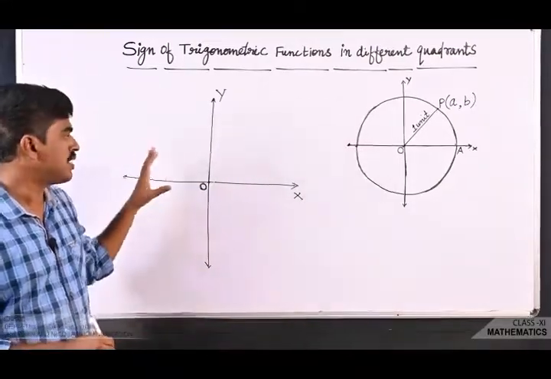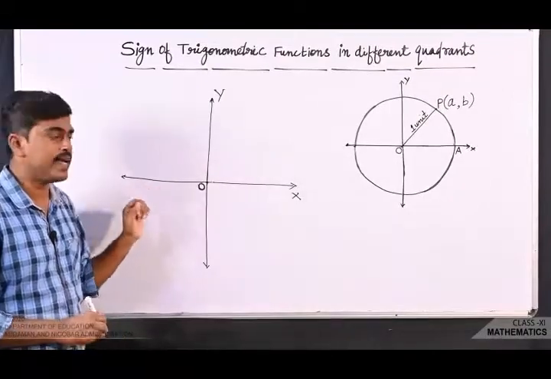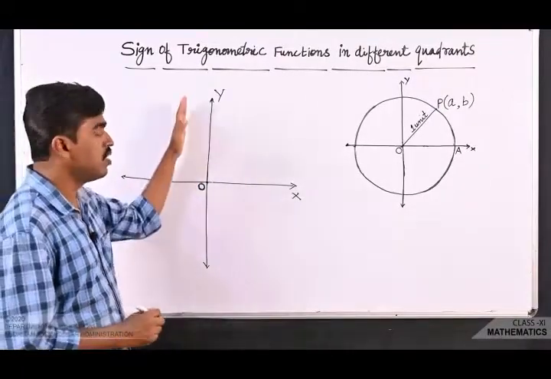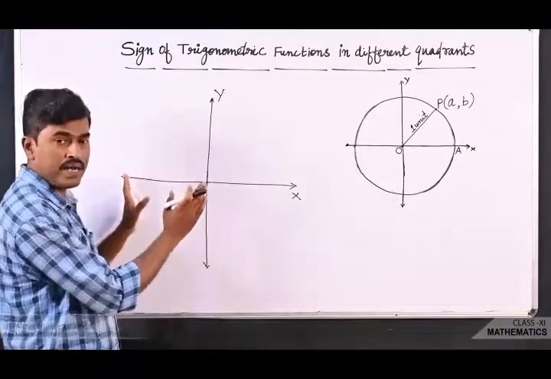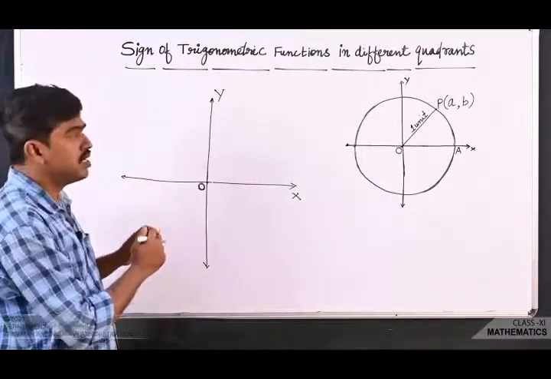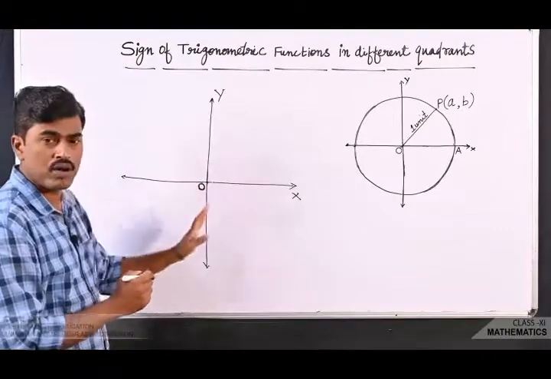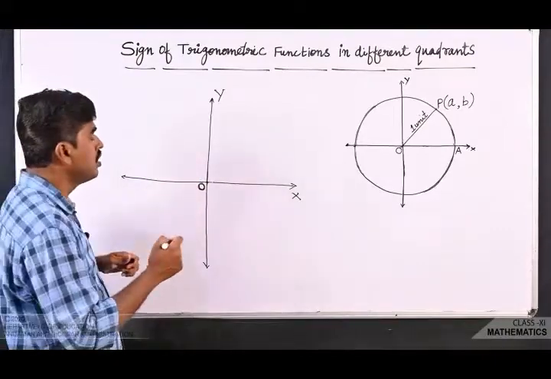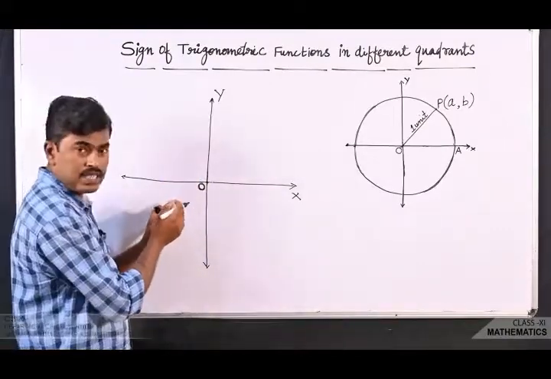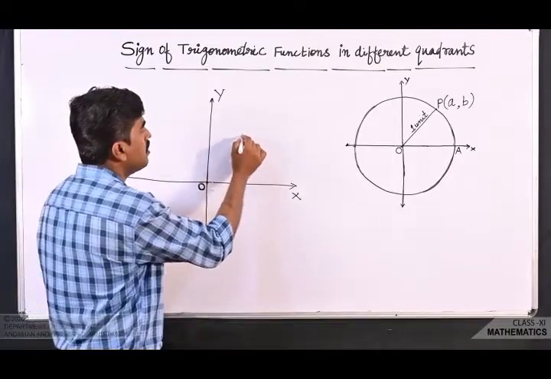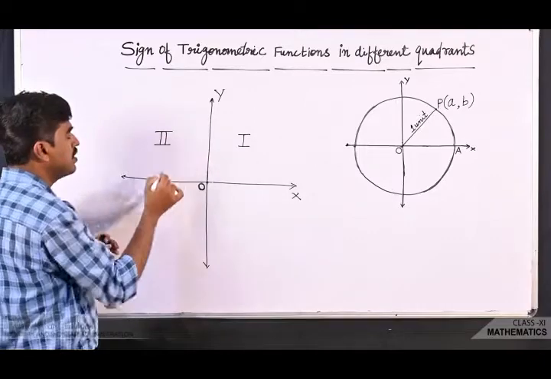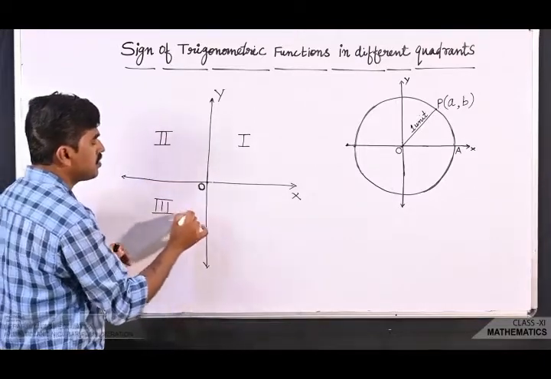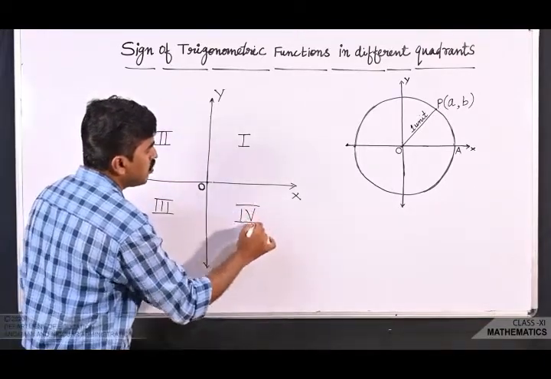Okay, so let's first of all draw the coordinate axes, that is the x-axis and y-axis. The x-axis and y-axis divide this plane into four parts. Each part is called a quadrant. If we move anti-clockwise, then this is the first quadrant, this one is the second quadrant, this is the third quadrant, and this one is the fourth quadrant.